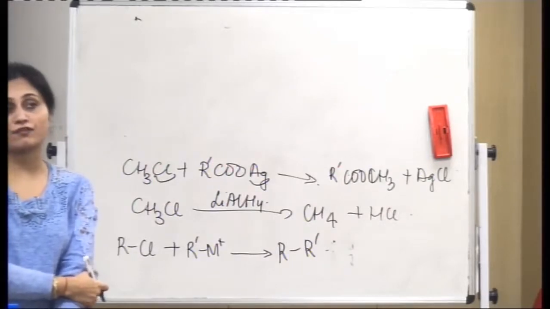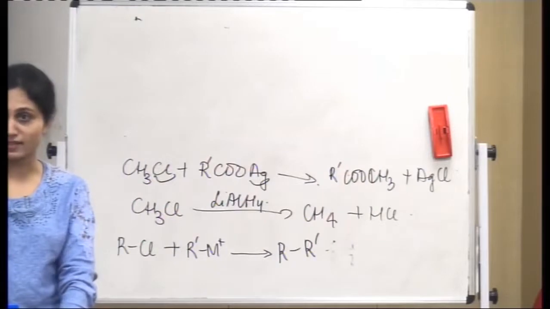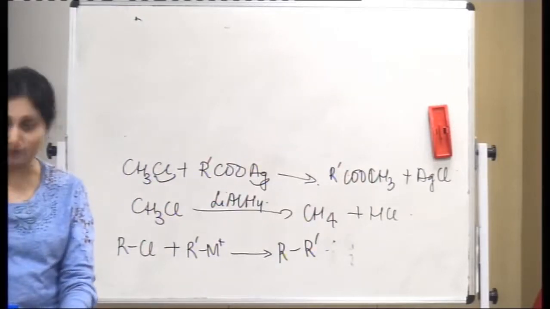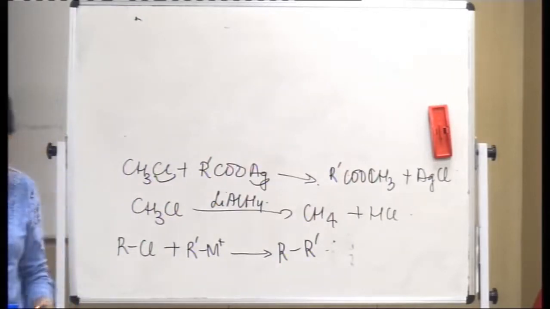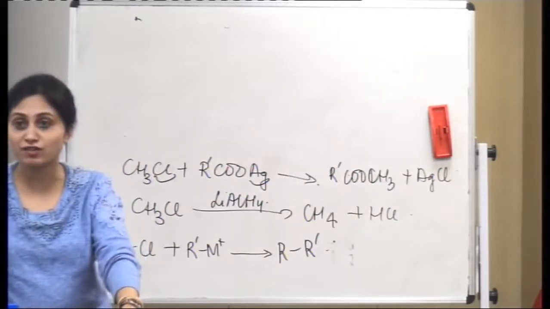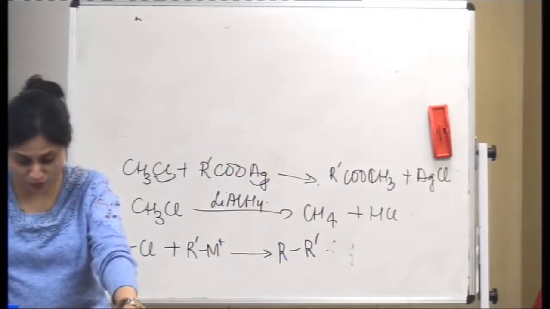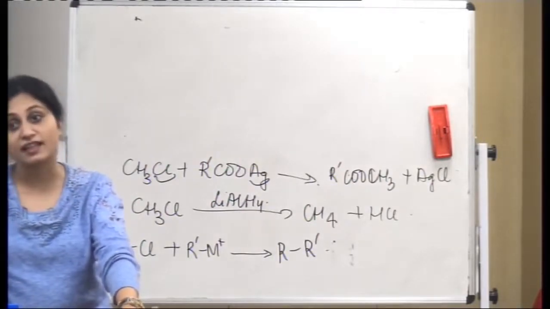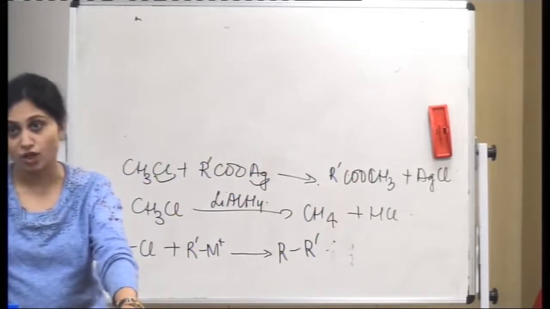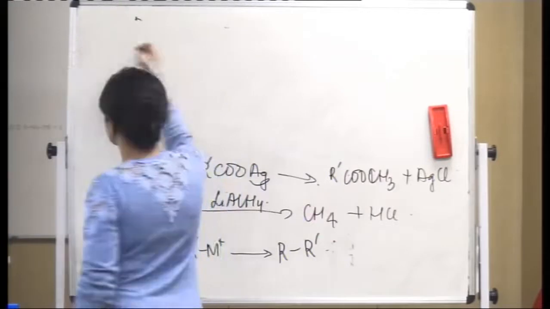Then if you have an aryl halide like chlorobenzene with another chlorobenzene, in the presence of copper, it is known as the Ullmann reaction and you get biphenyl. If it is chlorobenzene with sodium and dry ether, then it is known as the Fittig reaction. Remember this also, because in entrance examinations it comes as a direct question.